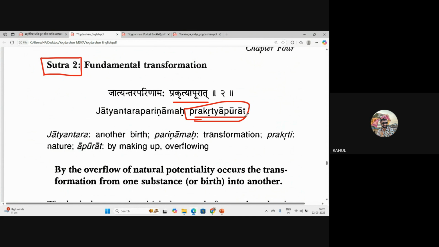But actually, what is there? Actually, everything is in the Prakriti. Prakriti is complete in itself. Prakrityapurat. Prakriti is full of everything. The one concept here is that there is never any lack of anything in Prakriti. Always it is full. It is the Satkaryavada siddhanta, the cause and effect principle. Okay. So jati antar parinam, how is the difference coming? No, it is not magic. It is because of the Prakriti.